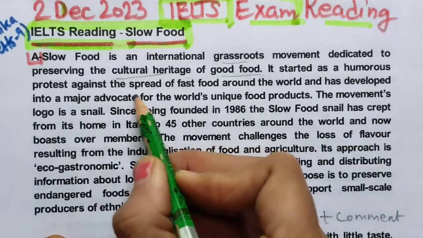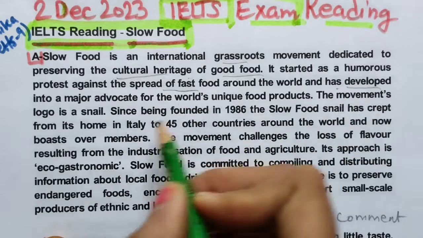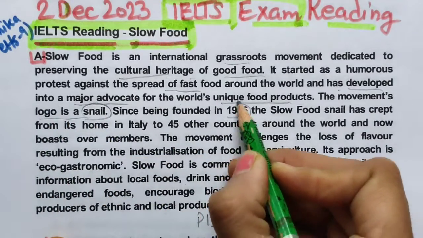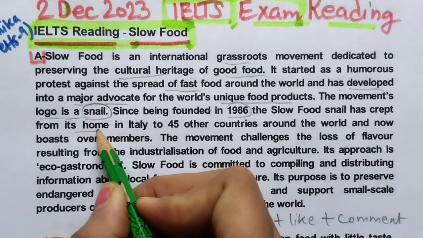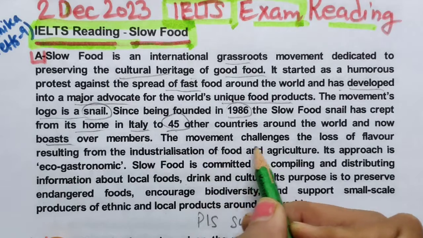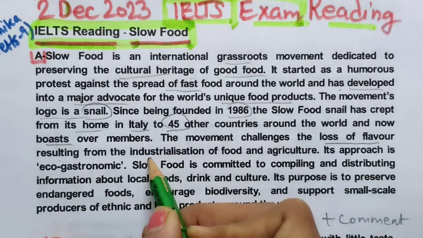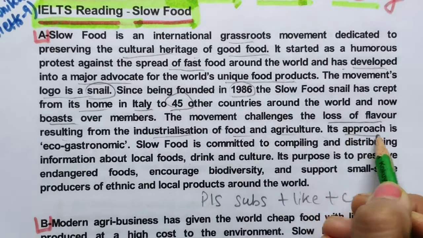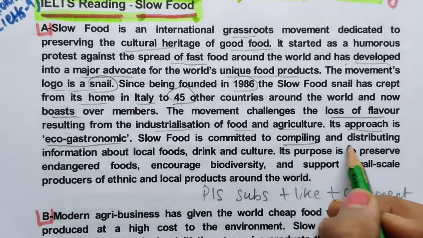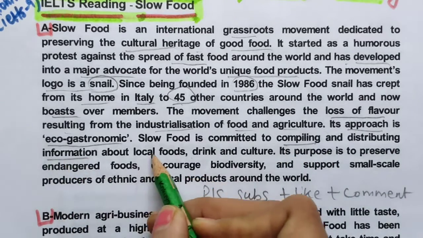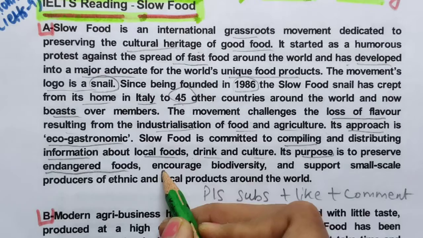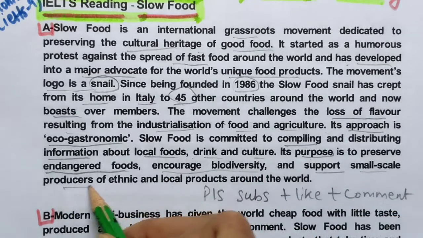It started as a humorous. I am not reading it aloud, you can also do it. The movement's logo is a snail. Since being founded in 1986, the Slow Food snail has crept from its home in Italy to 45 other countries around the world, and now boasts over members. The movement challenges the loss of flavor resulting from the industrialization of food and agriculture. Its approach is eco-gastronomic. Slow Food is committed to compiling and distributing information about local food, drink, and culture. Its purpose is to preserve endangered foods, encourage biodiversity, and support small-scale producers.